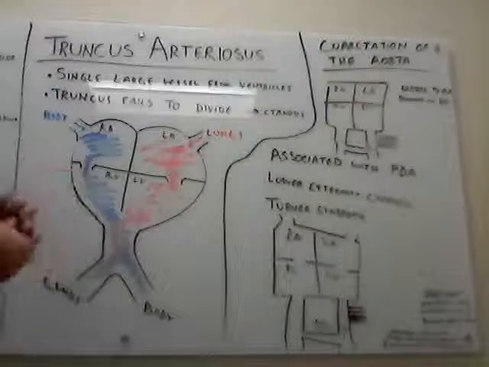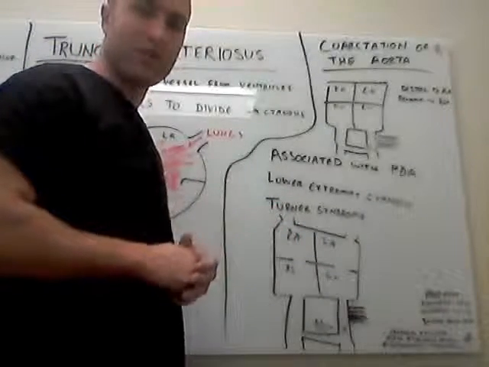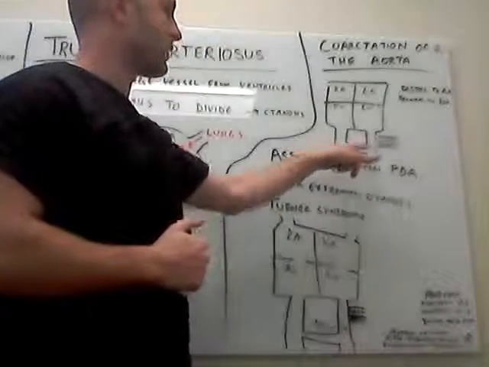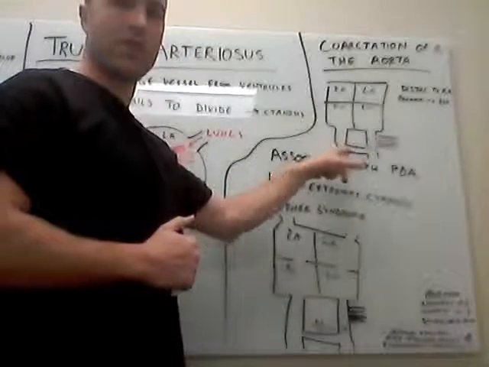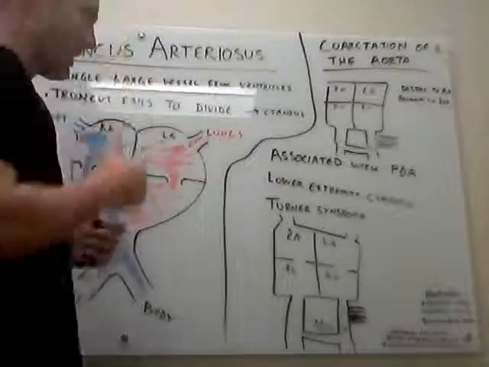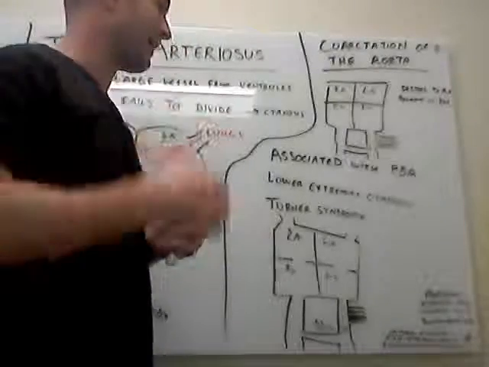Basically, you're going to find that it's often associated with patent ductus arteriosus, which was something we talked about earlier, where this stays open. Okay, so it's highly associated with conditions where this is going to stay open in the baby, and it's going to lead to lower extremity cyanosis. Let me kind of explain why.